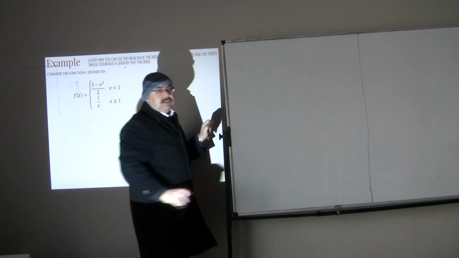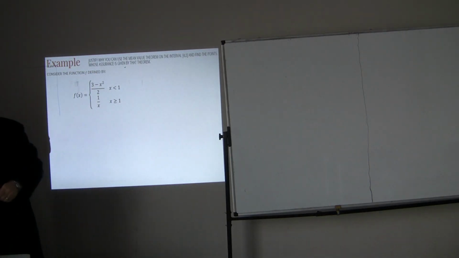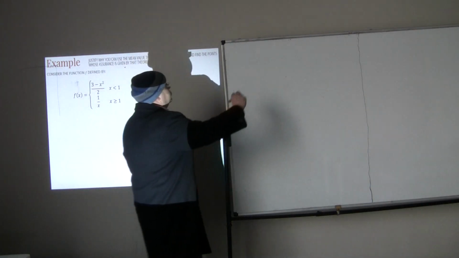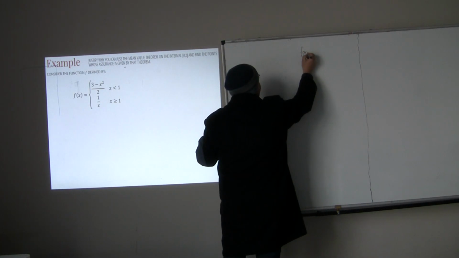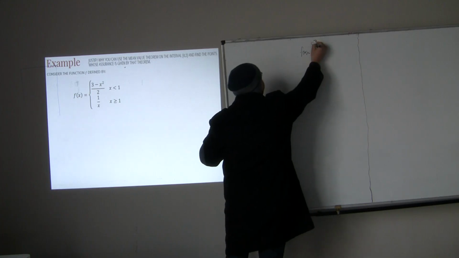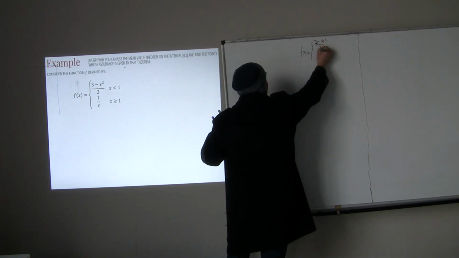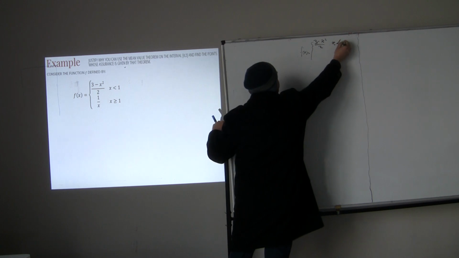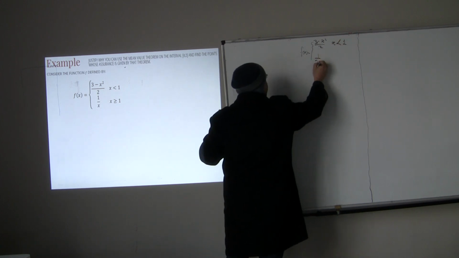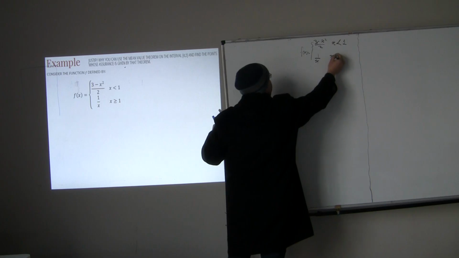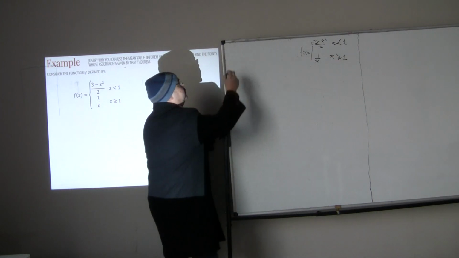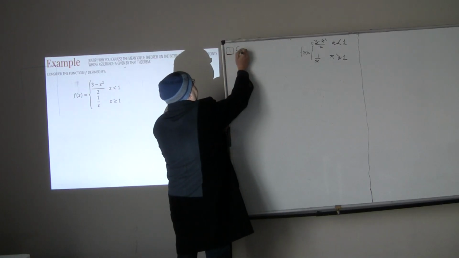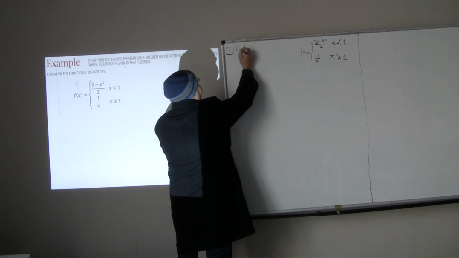So I will start in order to justify if the mean value theory will be applied to this function or not. I will start by writing the function f of x, which is 3 minus x squared over 2, and this is for the value of x less than 1. Then it's going to equal 1 over x, and this goes for x greater than or equal to 1. The first condition to be checked is continuity.